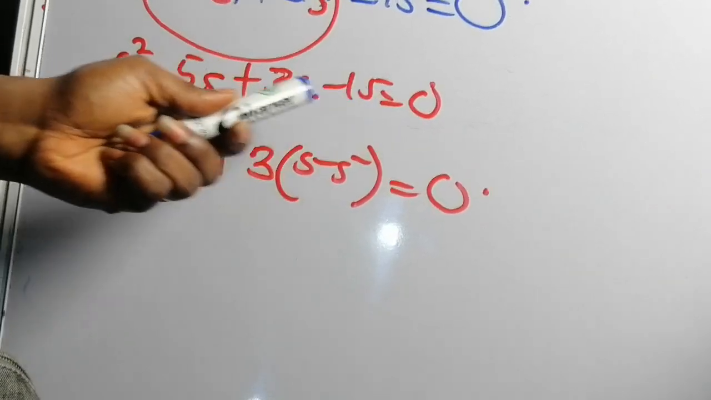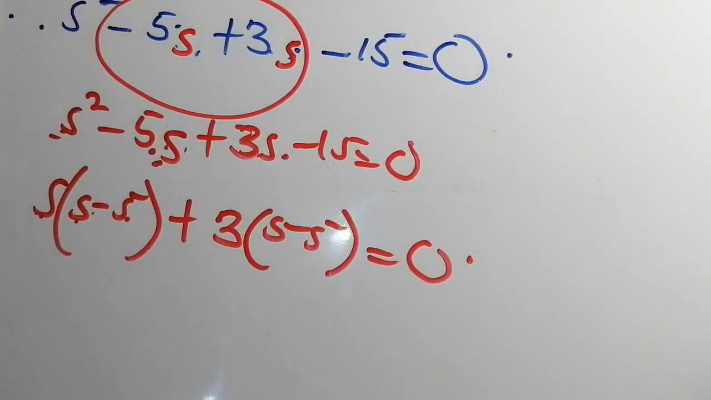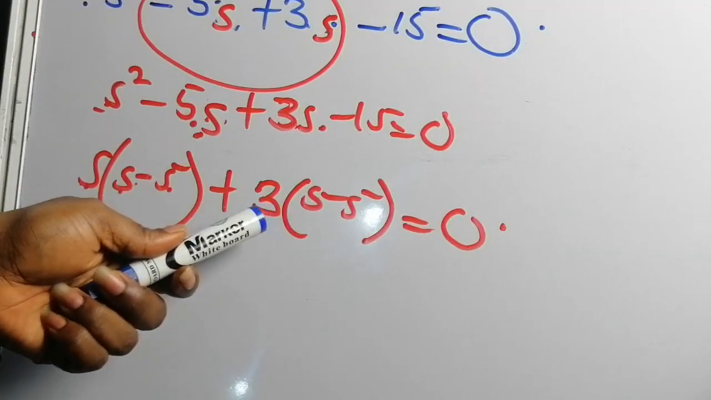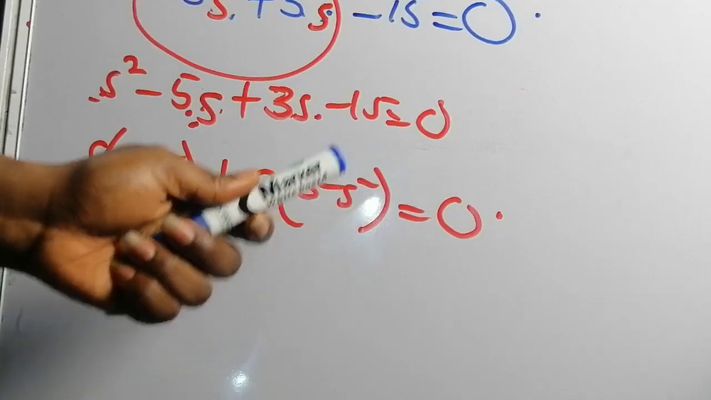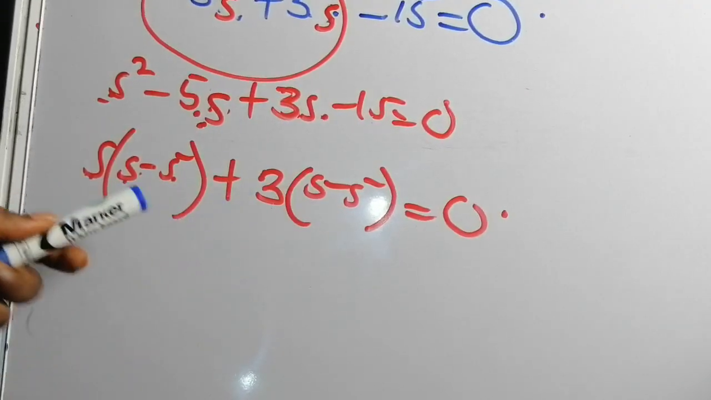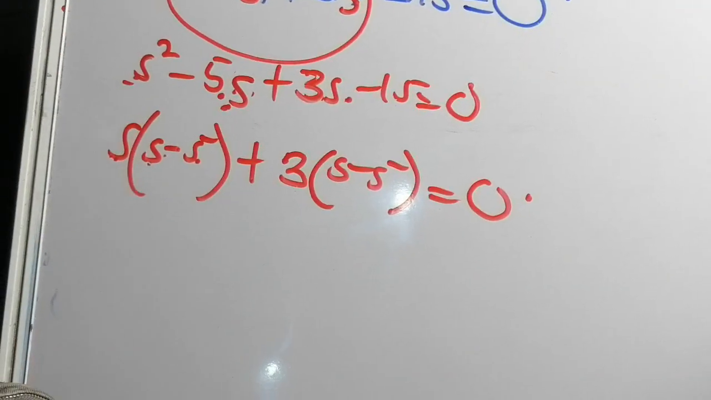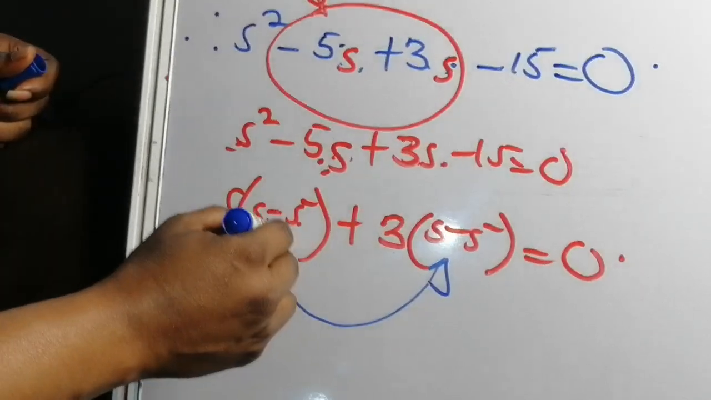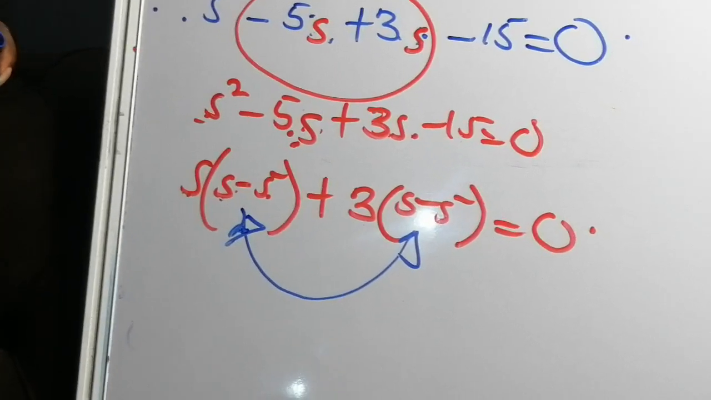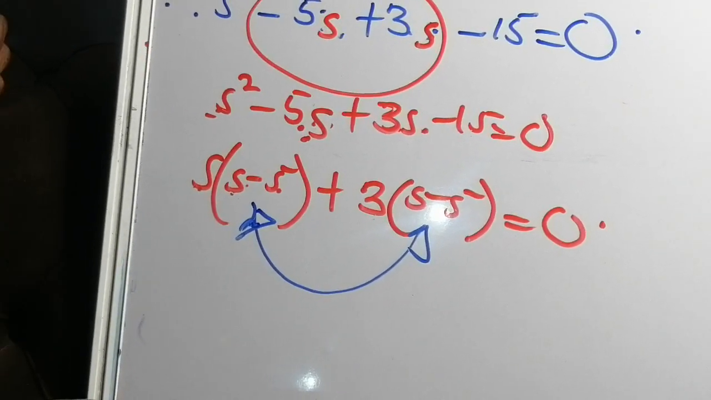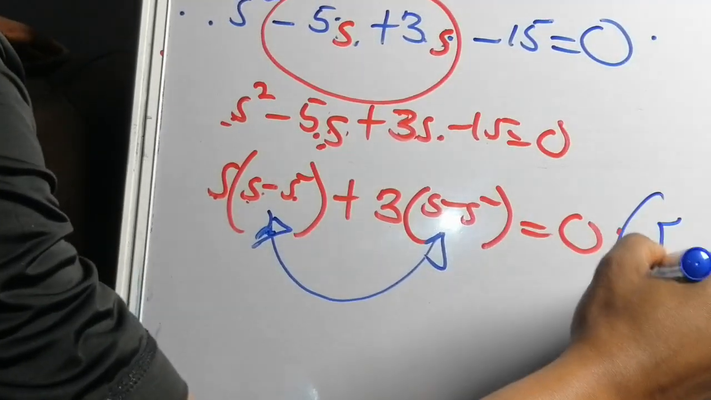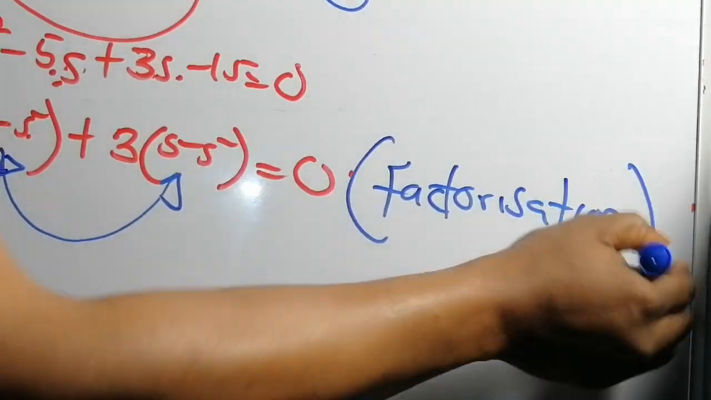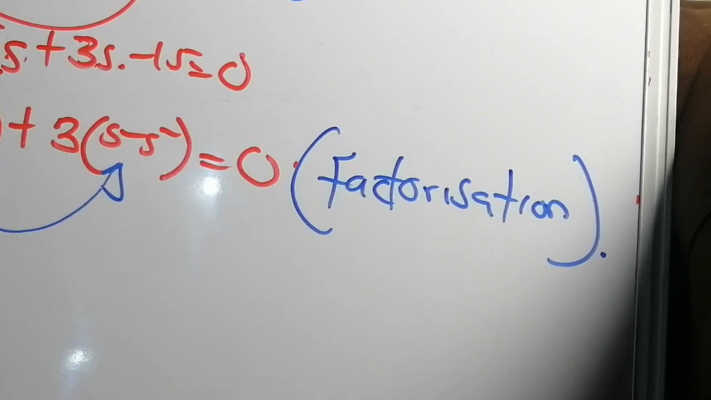3 can go here because I've done my division here. I bring out 3. 3 times S is what? 3S. 3 times 5 is what? 15. I still have the minus here. So what you have here, let me use another color, must be the same thing as what you have here. That is what you call factorization. We've been able to factorize it.